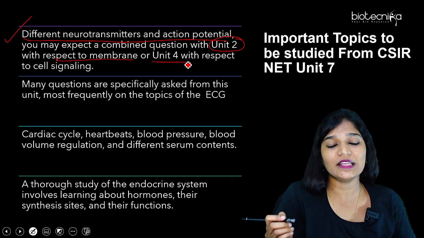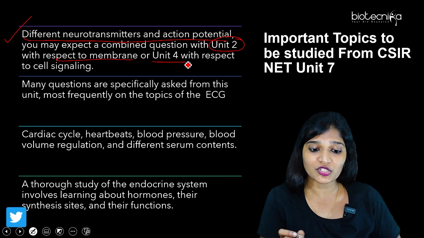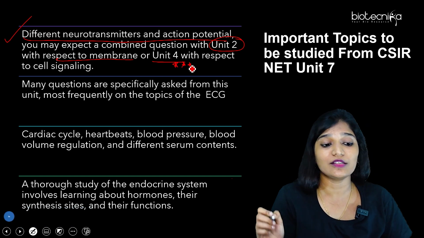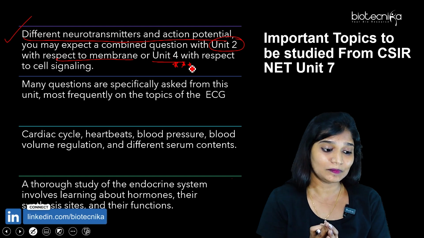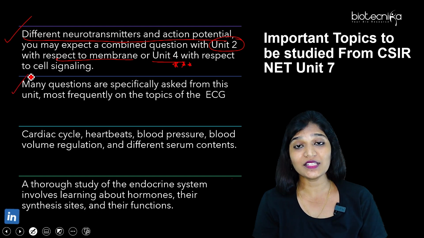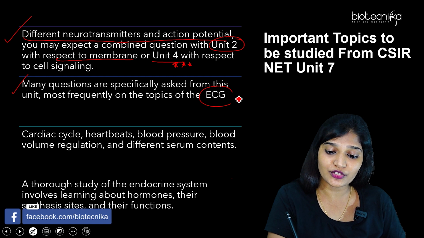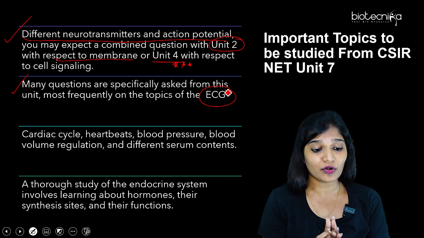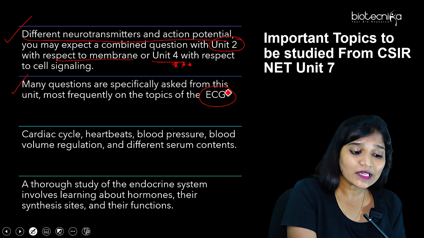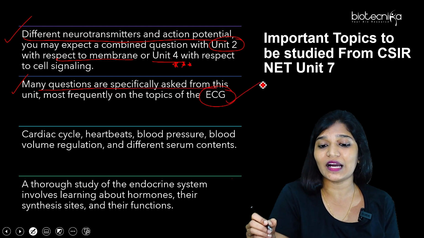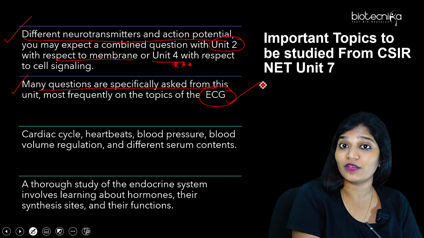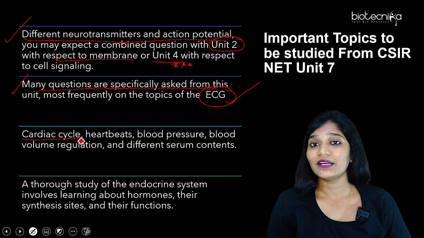And it's also correlated with unit number 4, which is cell signaling, cell communication and cell signaling. So that is also another important thing. And very important, ECG, electrocardiogram, or we can say electrocardiograph. These are 2 important terminologies. So mostly a lot of questions are usually asked in ECG type of questions, which is a very important topic you should never miss. Another one, cardiac cycle.